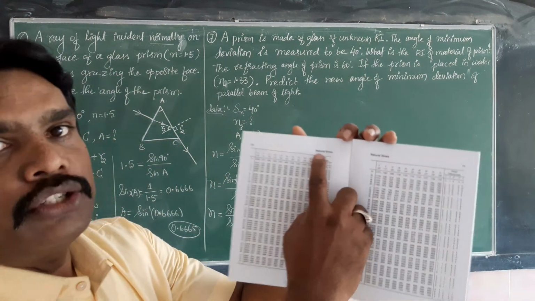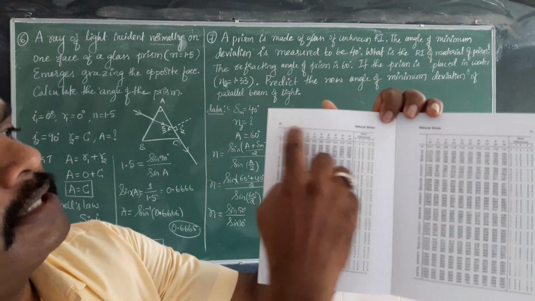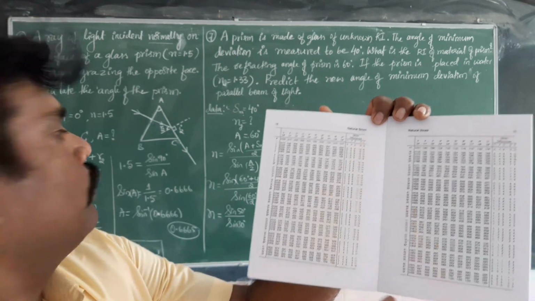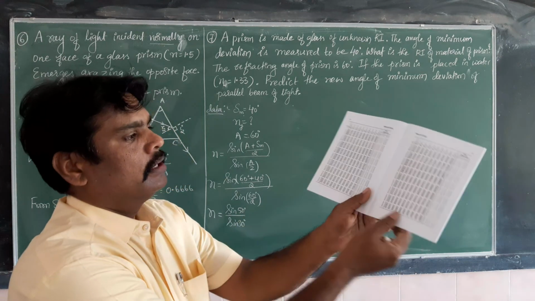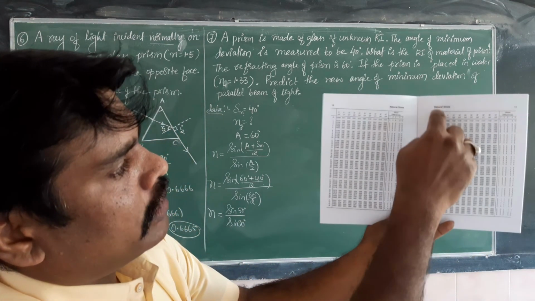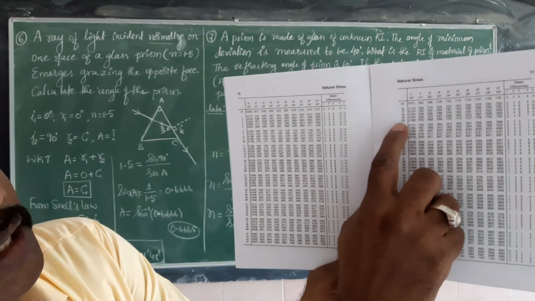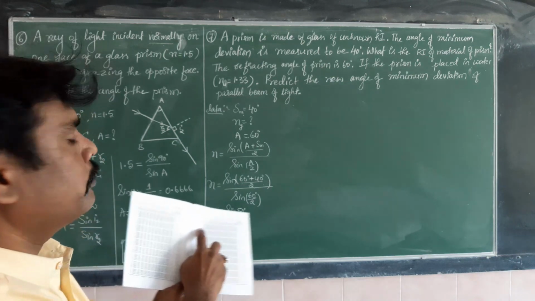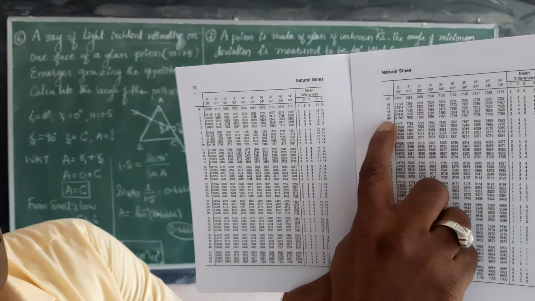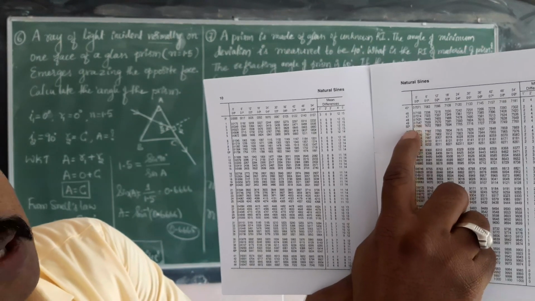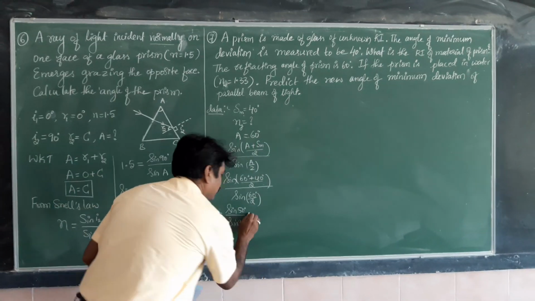Here you have to come for natural sines. This is the degree and this is the minute values that are given. We want sine 50. To get the value of sine 50, in the first column you should come for 50 degrees. Here it is, 50 degrees. Afterwards there is no number, which means it is 0 minutes. The corresponding value of sine 50 degrees 0 minutes is 0.7660.